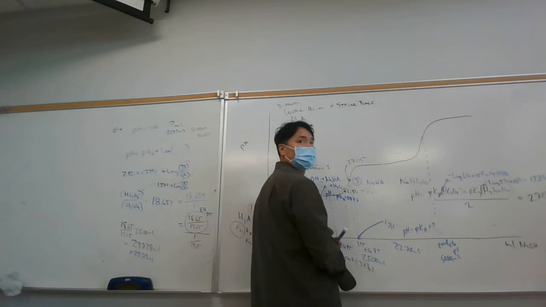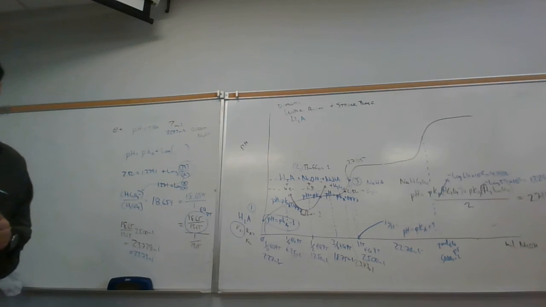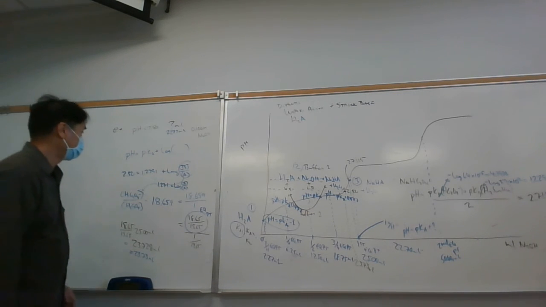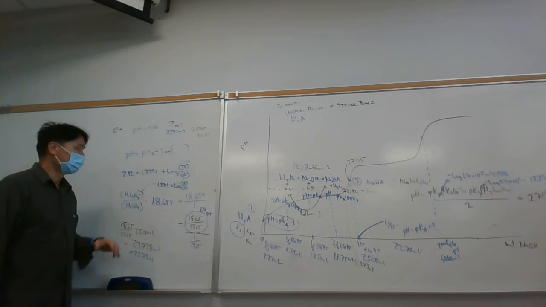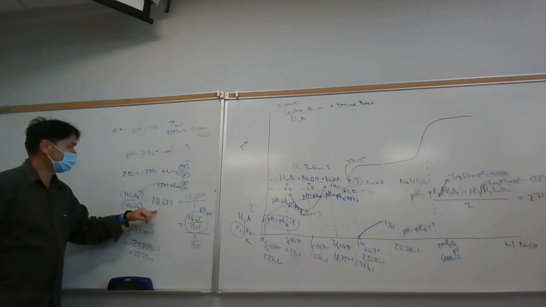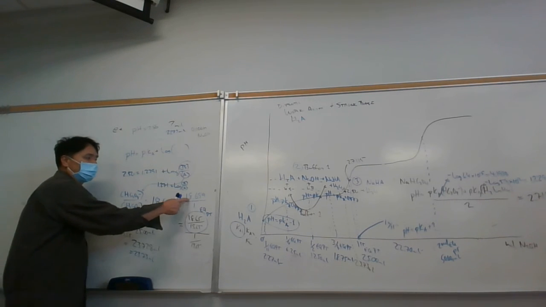Sorry, I'm lost. From the equivalence point, where did we get the 19.65 from? I'm trying to catch up, so I'm lost right now. Okay, well, we got the base to acid ratio. That was 18.659. Now, what does that mean? That means we have 18.659 parts of base to every 1 part of acid.